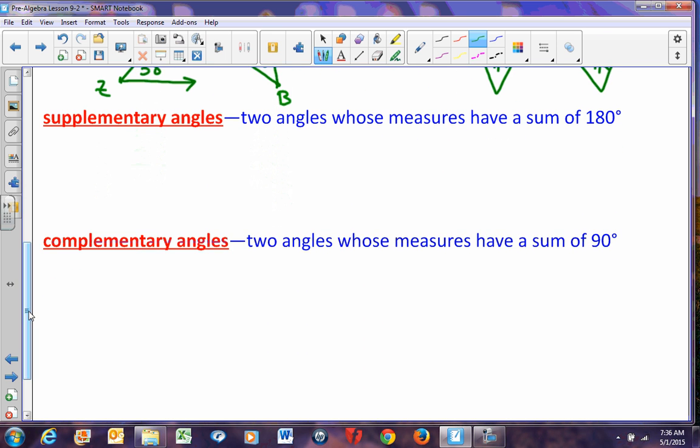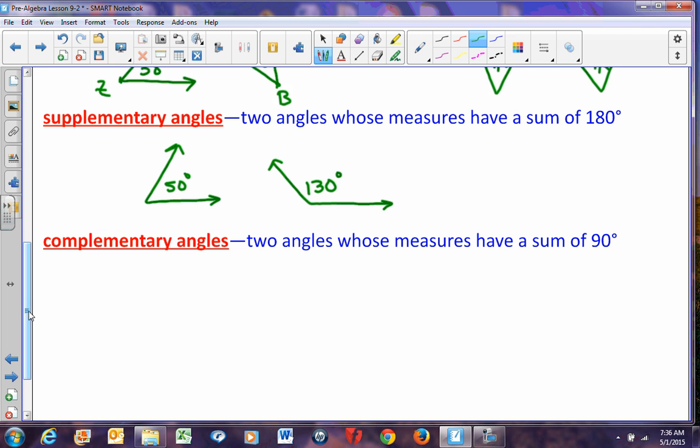Supplementary angles are two angles whose measures have a sum of 180 degrees. For example, I might do a 50-degree angle here and a 130-degree angle here. 50 plus 130 makes 180, so those would be supplementary angles.